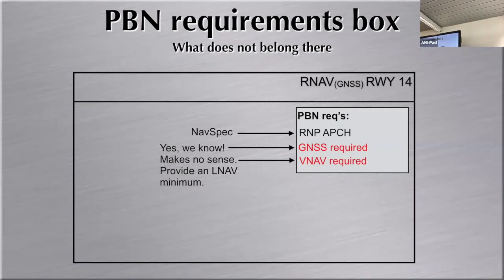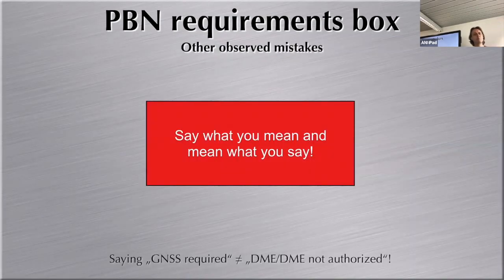In the new naming convention, we have this part covered also when you want to provide just an LNAV/VNAV minimum, but no LNAV. So that's an important thing. Don't put anything in the PBN requirements box that does not belong there, because it confuses the pilots. They would be asking themselves, what does he want to tell me here? GNSS required?